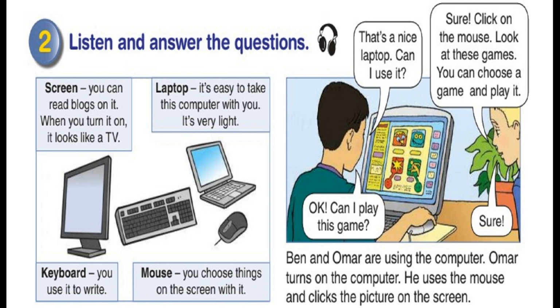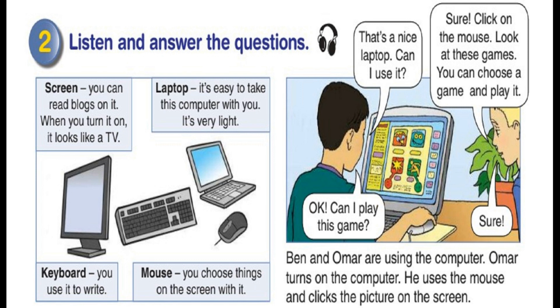Ben and Omar are using the computer. Omar turns on the computer. He uses the mouse and clicks the picture on the screen. That's a nice laptop. Can I use it? Sure. Click on the mouse. Look at these games. You can choose a game and play it. OK. Can I play this game? Sure.